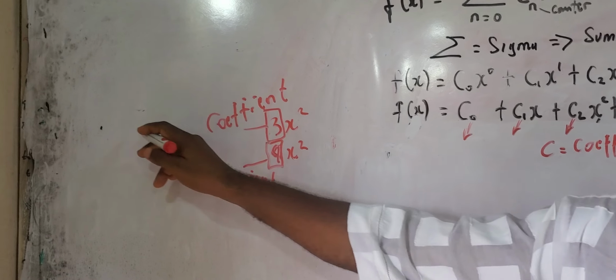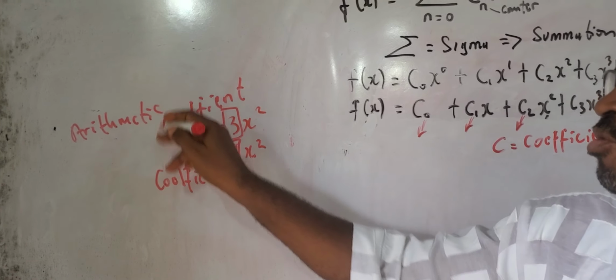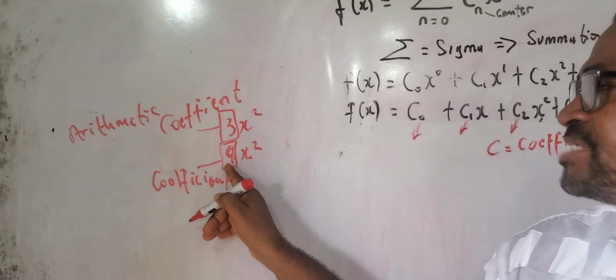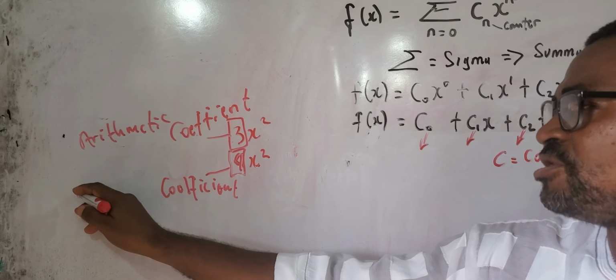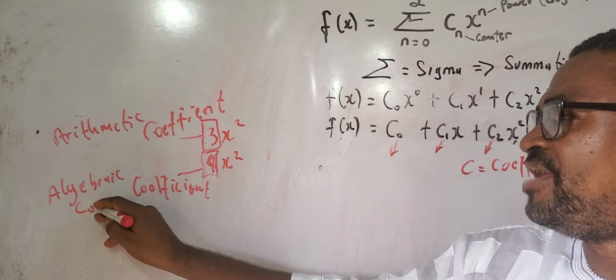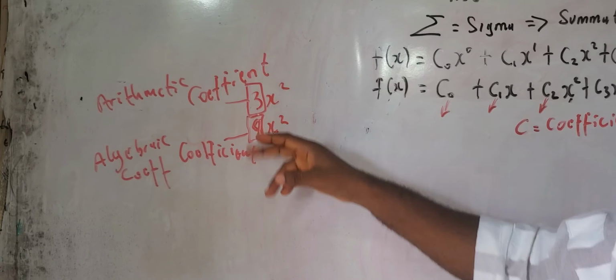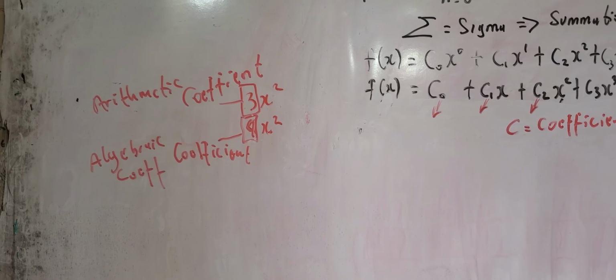So the difference between these two is this. I can call this one arithmetic coefficient. I can call this one, because I don't know the value of the number, algebraic coefficient. Coefficient is simply any symbol or letter or number that is written in front of a variable.